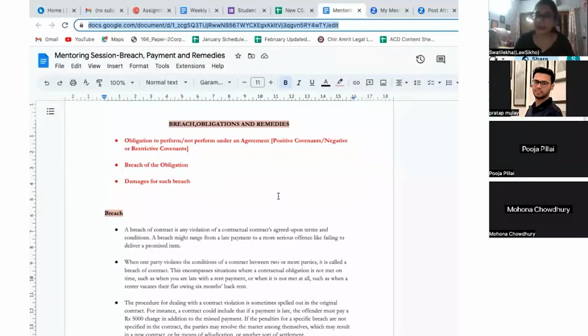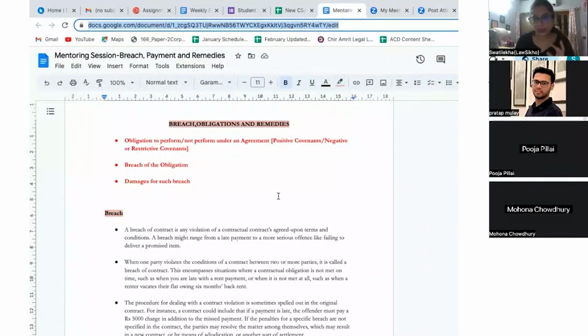For example, a very simple example: A enters into an XYZ agreement with party B. A undertakes that A is going to make payments to party B on a timely basis. It's a positive obligation, a positive covenant.